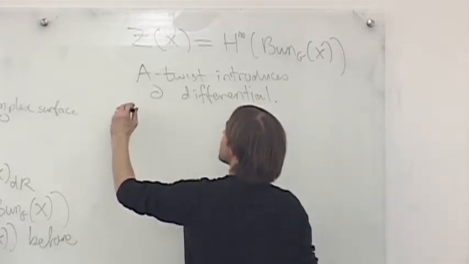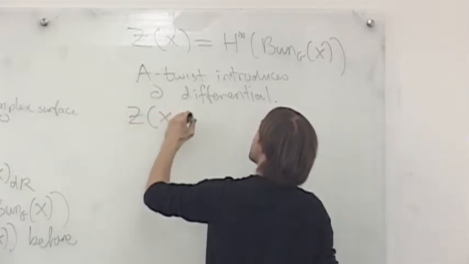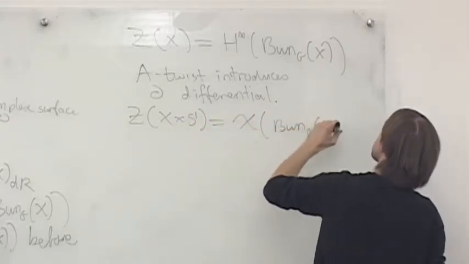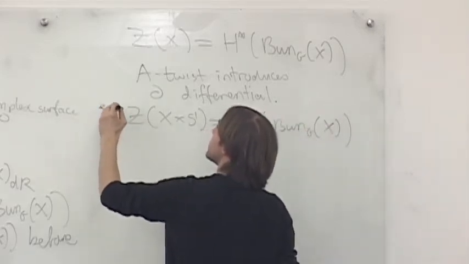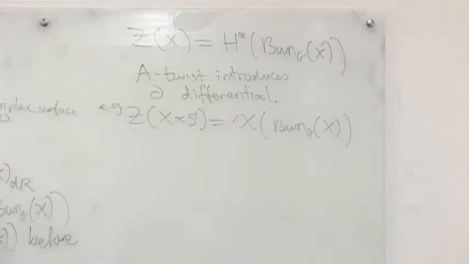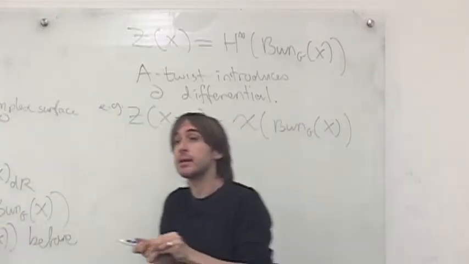So we expect, for example, the partition function on X cross S1 to be the Euler characteristic on Bun_G of X. So the next thing I want to describe is what local operators in this 5D A-twist might look like.